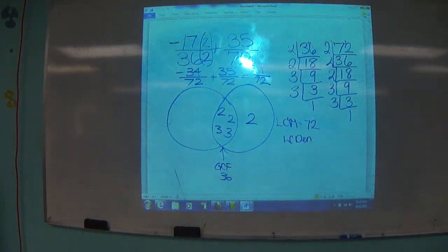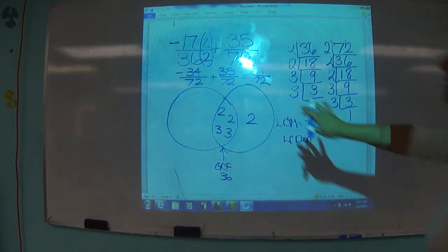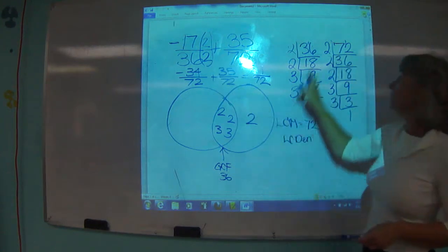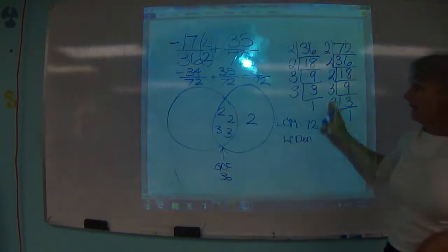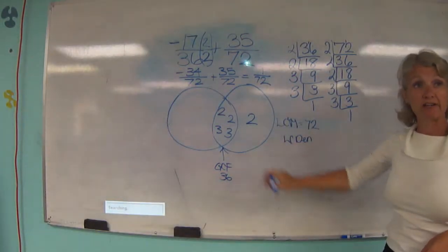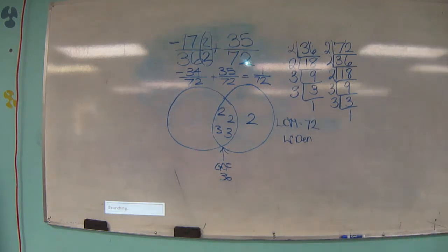Questions? Yeah. So, when you did inverse, did you use the denominators? I use the denominators to find the factors. I find the factors of the denominator using the inverse division, and I put those into the Venn diagram. Good question.